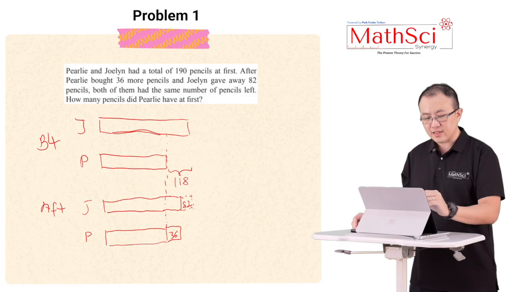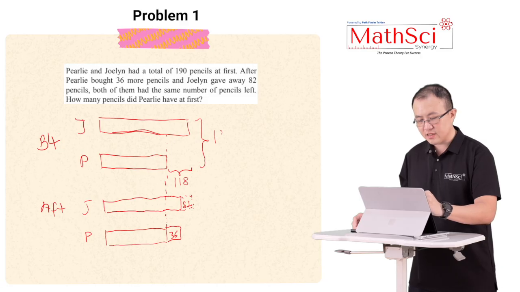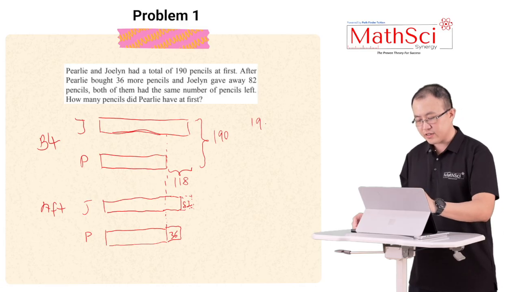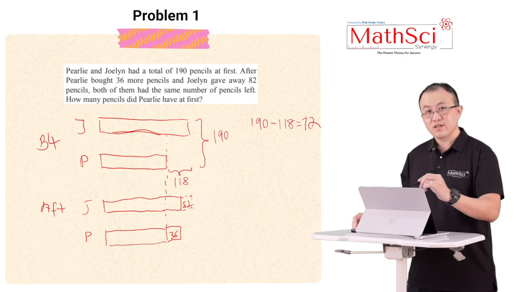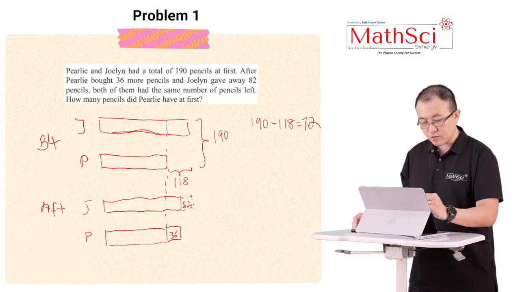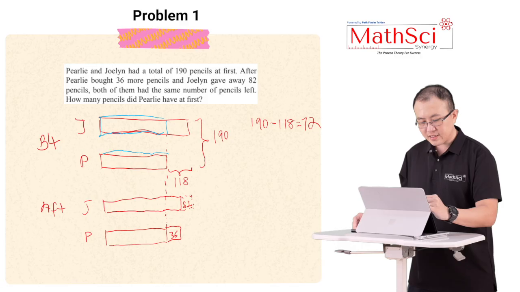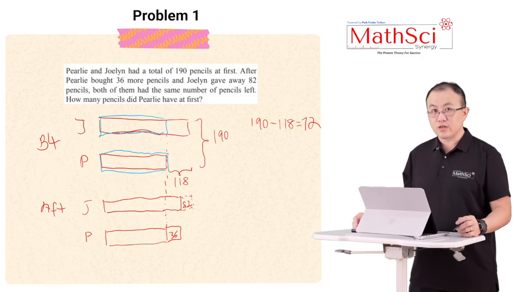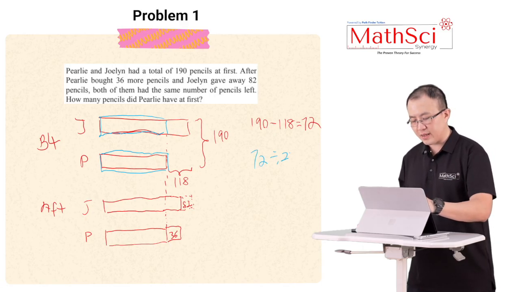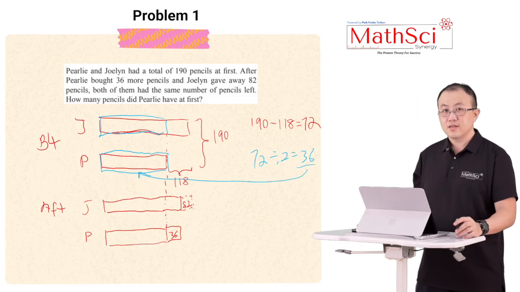So now, you want to find the amount of pencils that Pearline has at first. Actually, all we need to do is remember that this entire thing is 190. So if I take 190 minus 118, then I will get 72. Let me use a blue color to highlight for you. Do you know that this part plus this part is in fact a total of 72? So they are equal parts. So if I take 72 divided by 2, I'm going to get 36, and this is what Pearline has at the start.